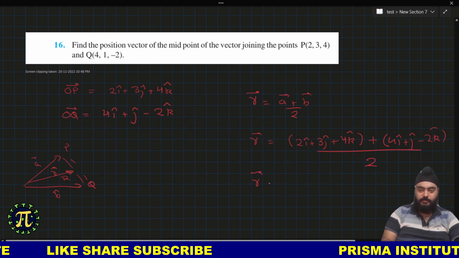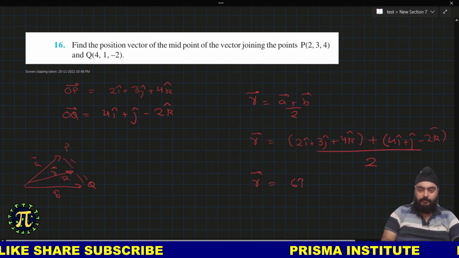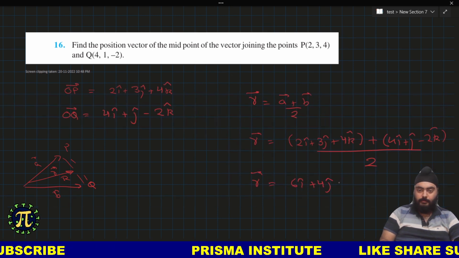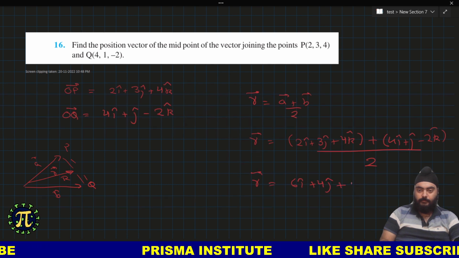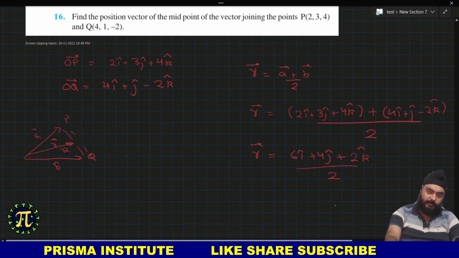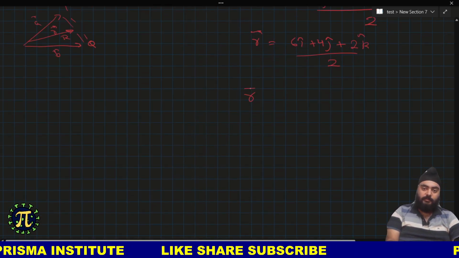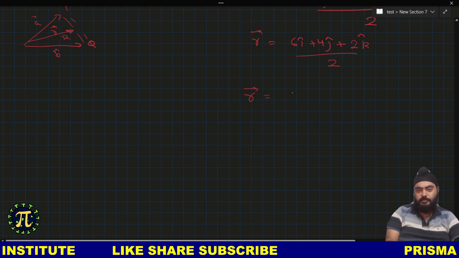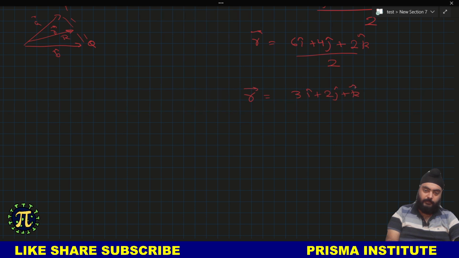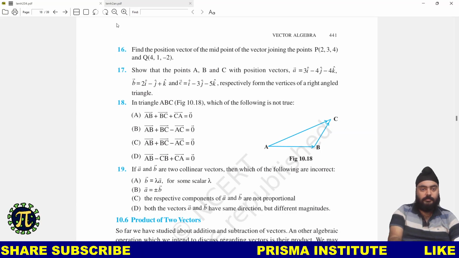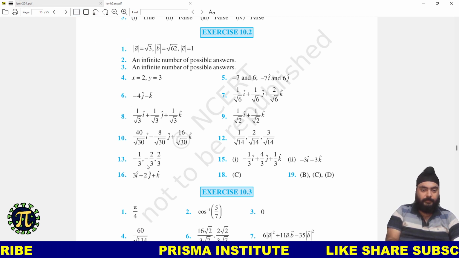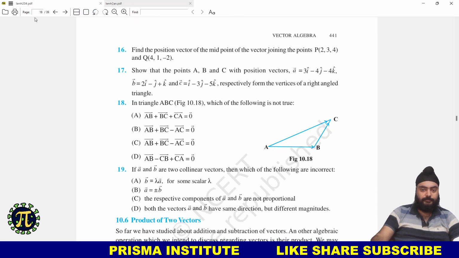So R vector is 6i cap plus 4j cap plus 2k cap divided by 2. So let's divide it by 2 and we find the position vector of the midpoint of these two is 3i cap plus 2j cap plus k cap. So let's check the answer. Correct, 16th done. So let's do the 17th.